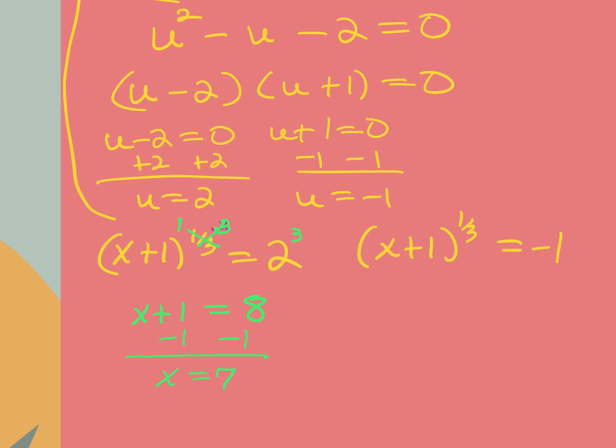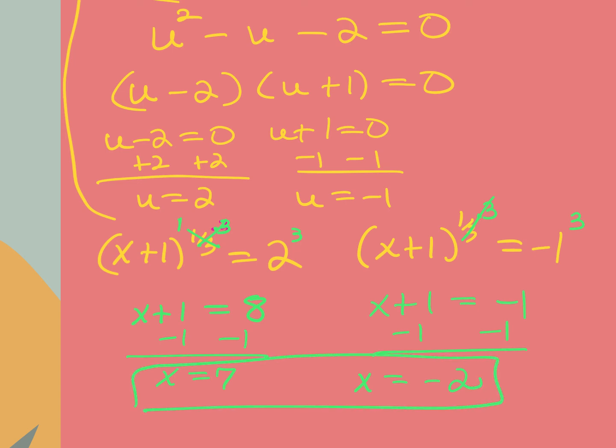I'm going to do the same thing over here. Raise both sides to the third power. X plus 1 comes out. And then -1 to the third power is just -1. I'm going to subtract 1, and x equals -2. So my two answers are 7 and -2. Because -1 plus -1 is -2. And those are my two solutions.